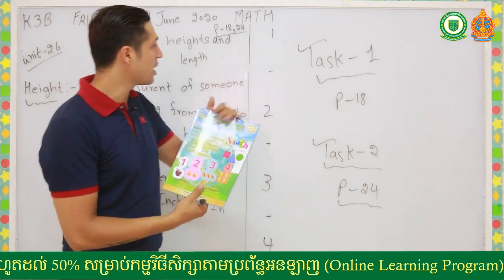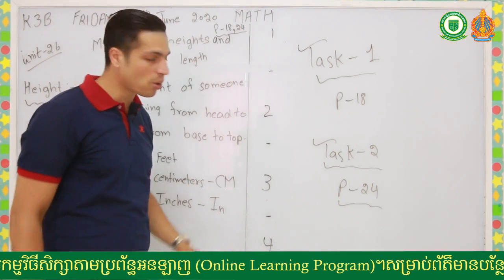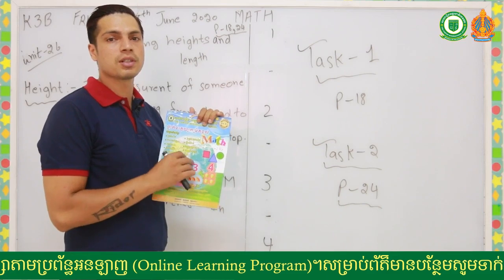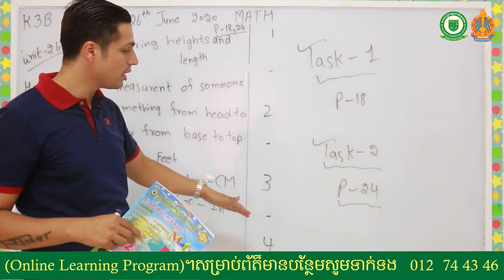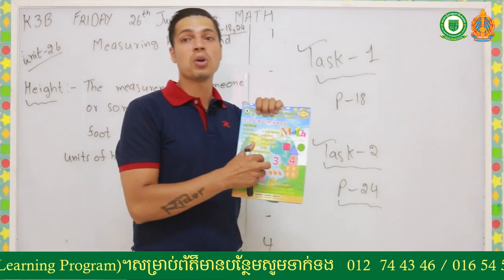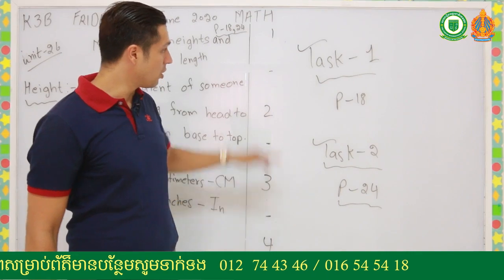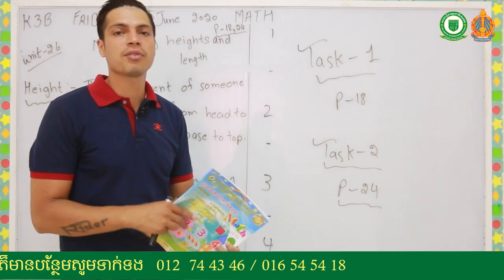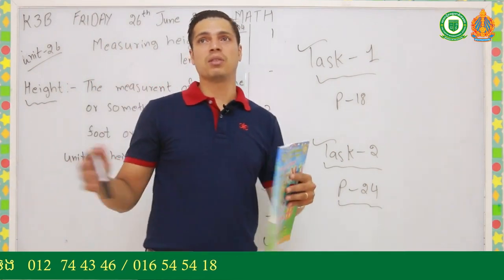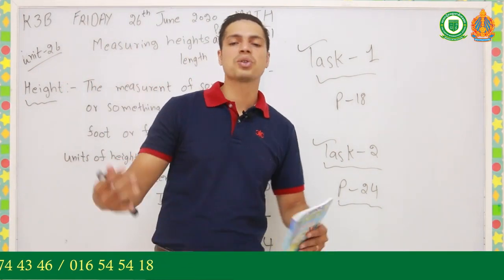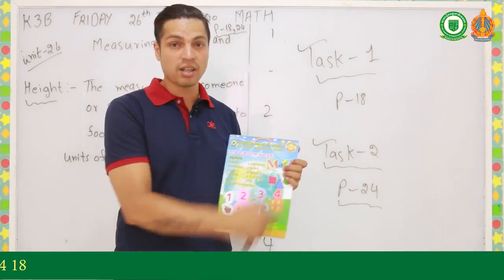So we measured this whiteboard. The height of this board is equal to 4 books. Or you can say this board is 4 books tall or 4 books high. So that's how, if we don't have a measuring tape, we can measure things with a book, with a pencil, you can use anything. But make sure the edges are straight.